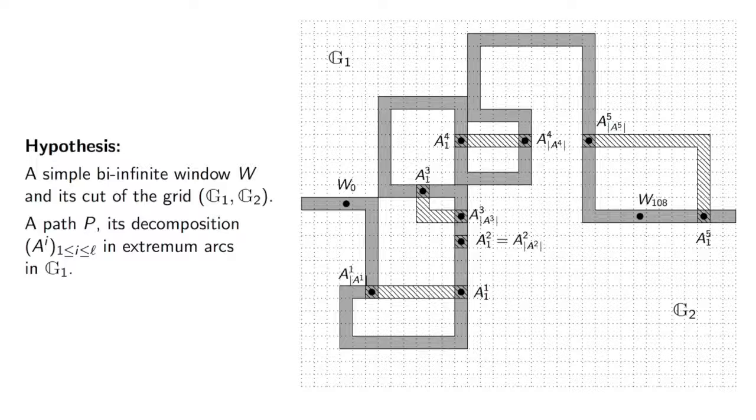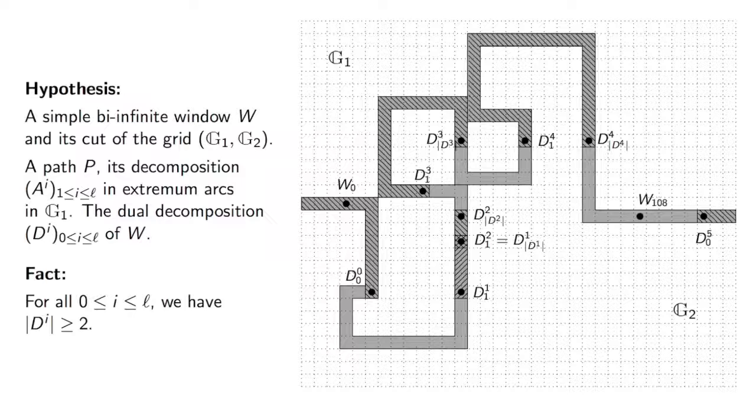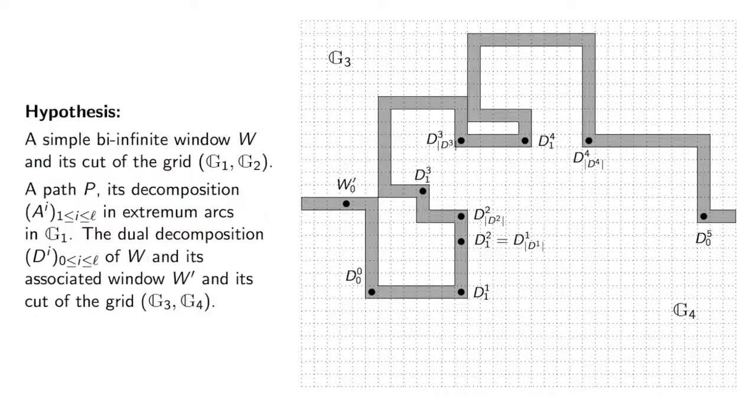Let's consider the previous decomposition. Remark that since the path P is simple, each arc of the decomposition is strictly consecutive to the previous one. Let's consider the dual decomposition of the window W according to the decomposition of P in extremum arcs. The previous remark implies that the length of a dual segment is at least 2.